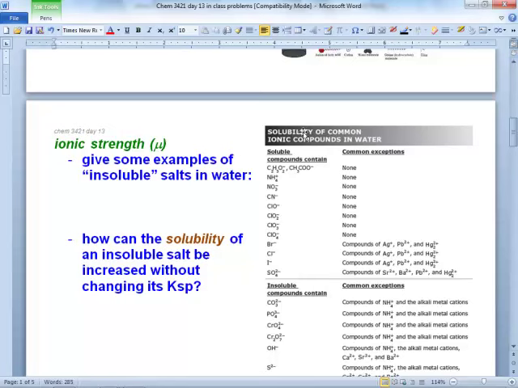Why? Yeah, we're adding an inert, something that's not reacting with anything. Why? Why would that solubility go up? That insoluble aluminum sulfate.